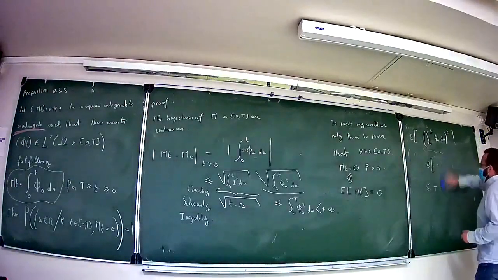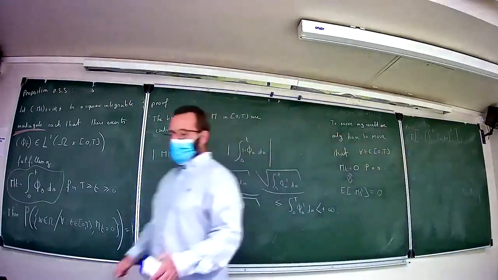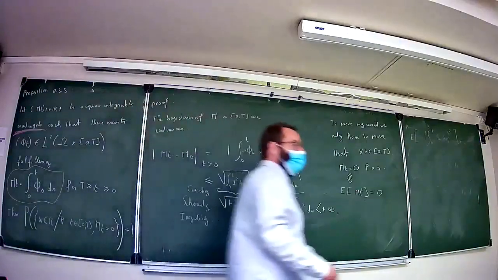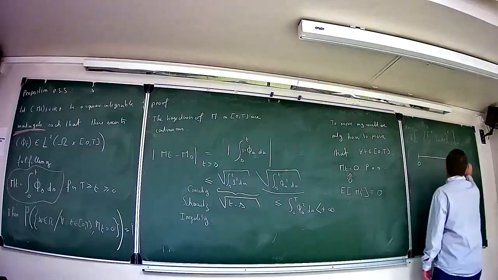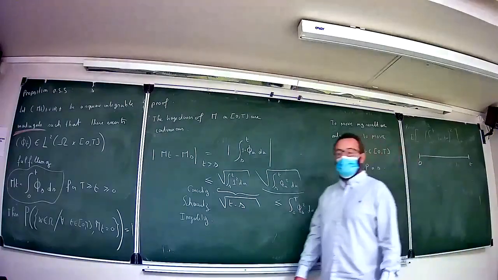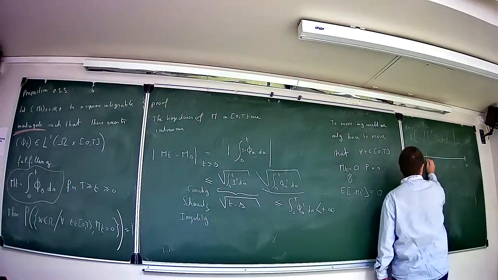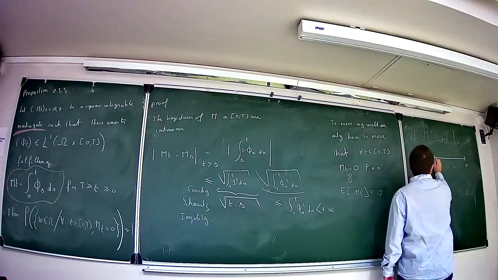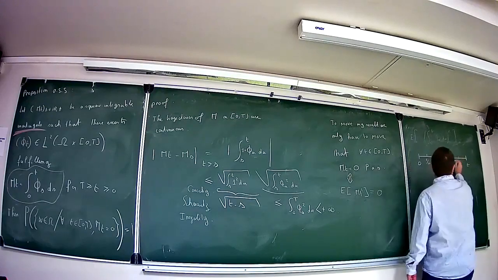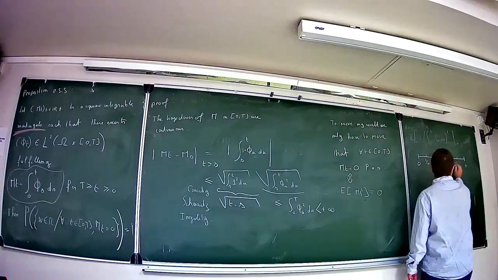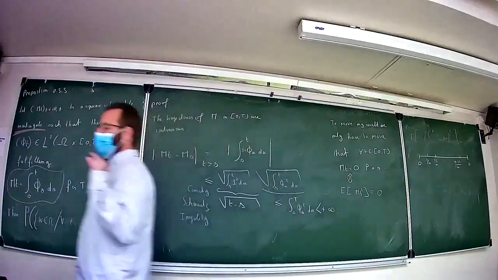So, to say what? To say that I consider my interval 0 to t. We are going to consider a subdivision of this interval, let's say, for example, a subdivision of step size t over n. So I have something like this, until, okay, a subdivision of step size t over n.